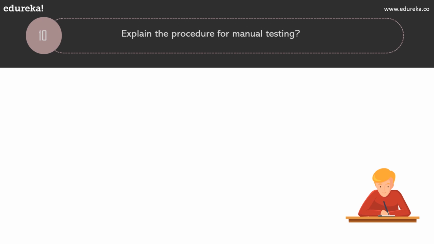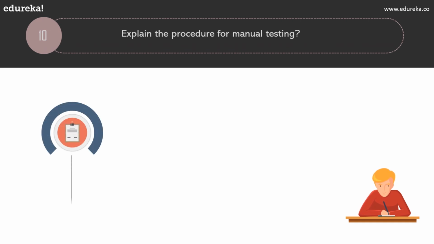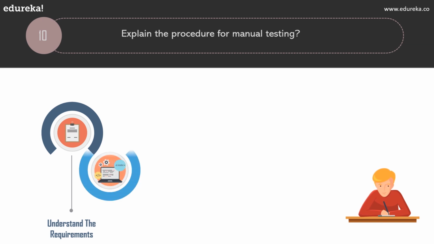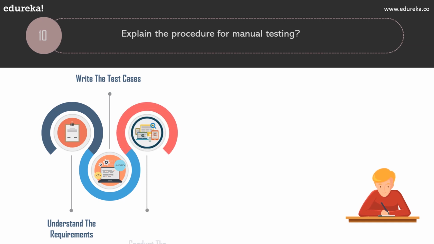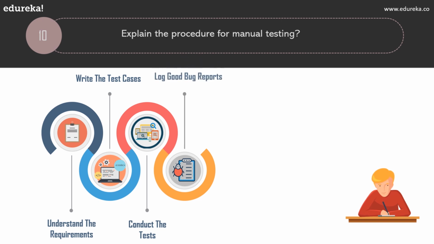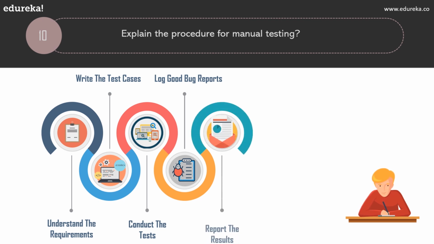Next question is, explain the procedure for manual testing. Well, it's quite simple and similar to any other standard software testing. First of all, you start by understanding the requirements which are put forth by the users. Based on the requirements, you write the test cases, and after that, you conduct the test cases that you have written and categorized. Once you have conducted the test and you have your result, you create good bug reports which you will have to submit to your manager or higher level people in the next stage.